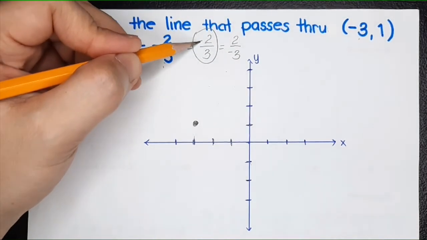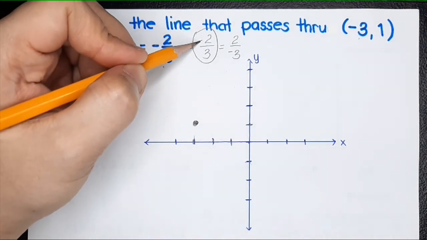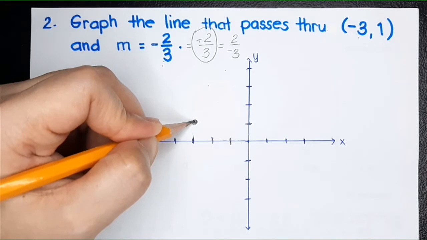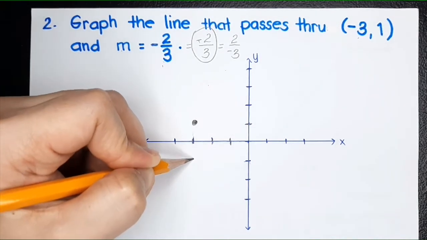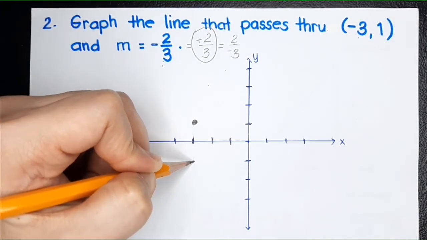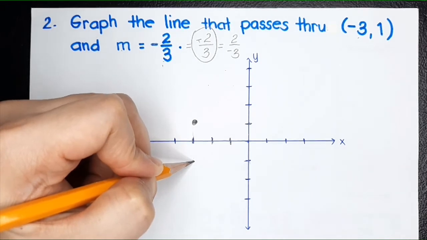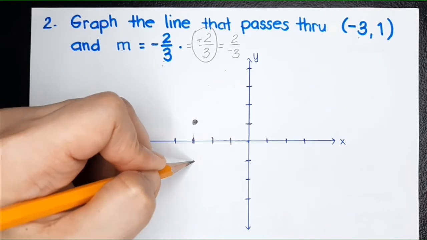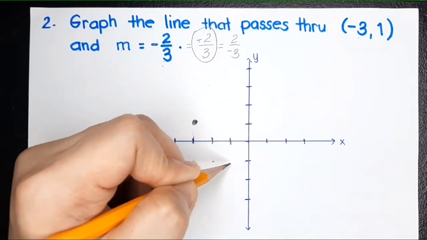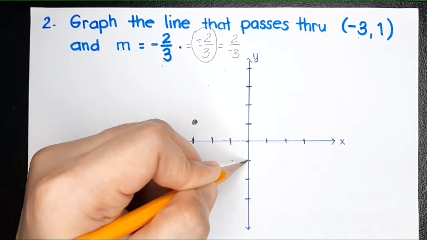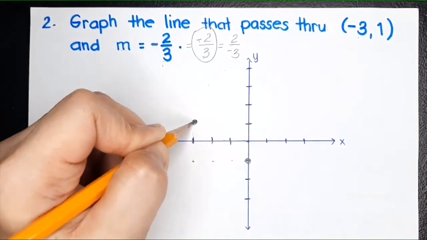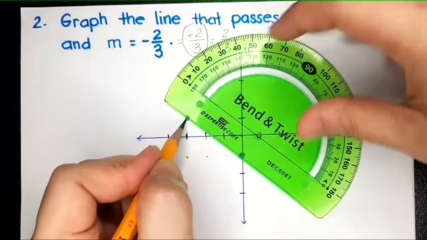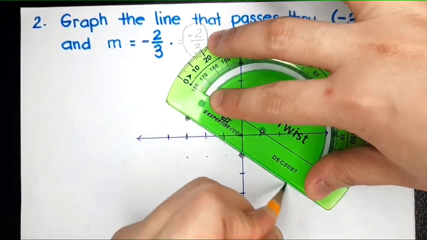So, since we have a negative 2 here, we move 2 units downward from this point. So, let's do it. 1, 2. So, nandito na tayo. And then, what's next? 3 units to the right. So, 1, 2, 3. So, mapupunta ka dito. Now, you have 2 points. You connect the 2 points to create the line.